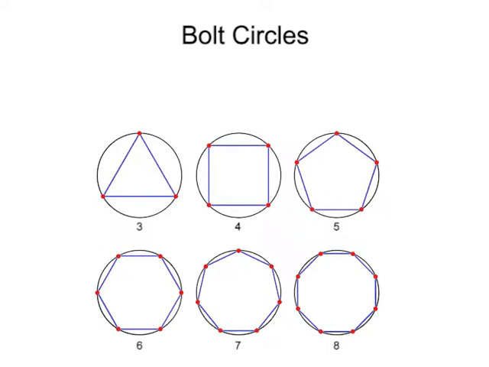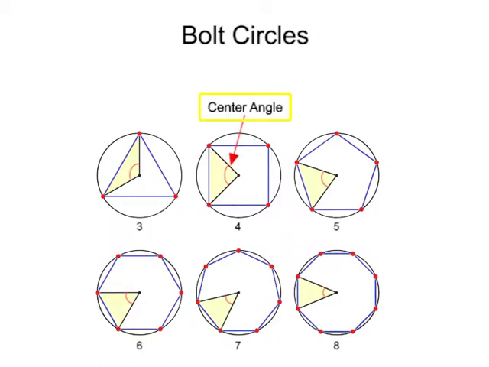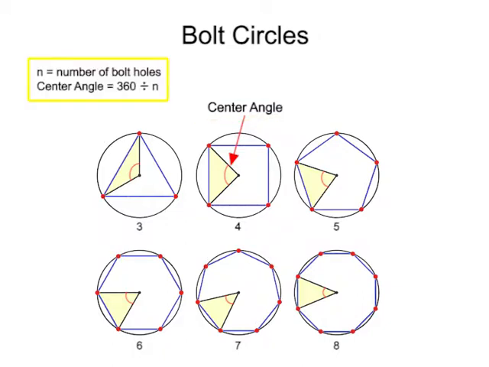The lines that connect 2 of the holes and the center of the bolt hole circle form a triangle. The center angle of each triangle can be found by dividing the total number of degrees in a circle, 360, by the number of bolt holes. For instance, a 3-bolt circle has a center angle of 360 divided by 3, which is 120 degrees. A 4-bolt circle has a center angle of 360 divided by 4, which is 90 degrees.